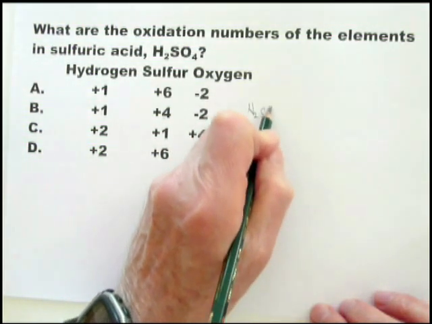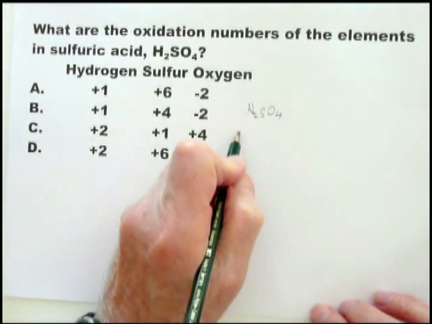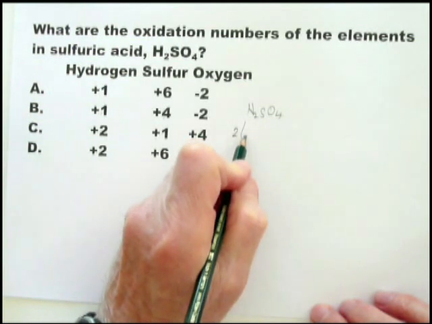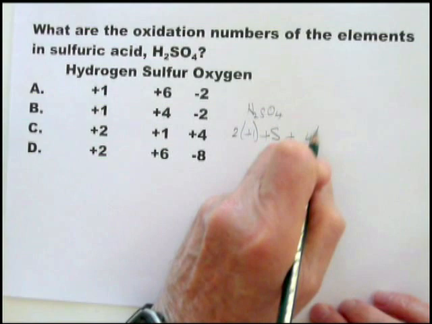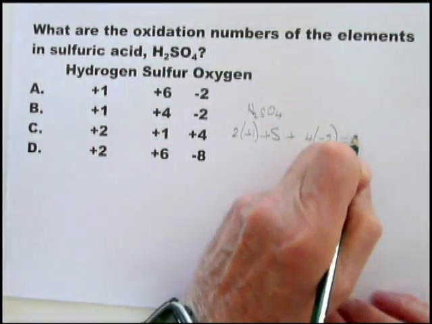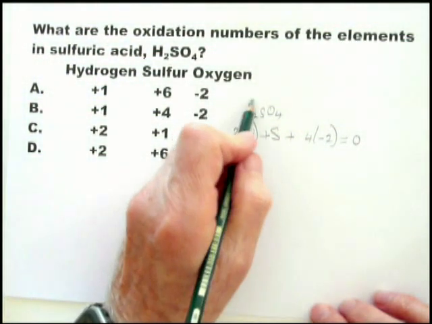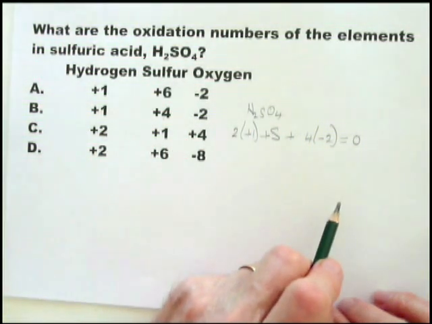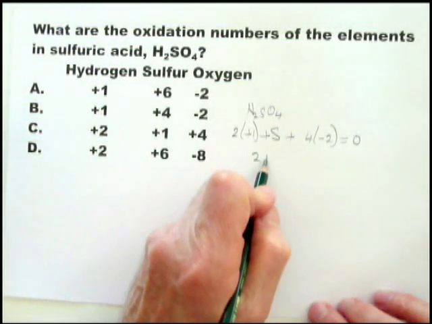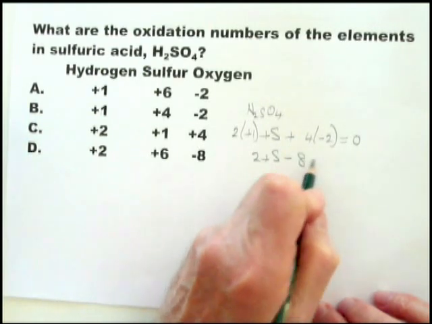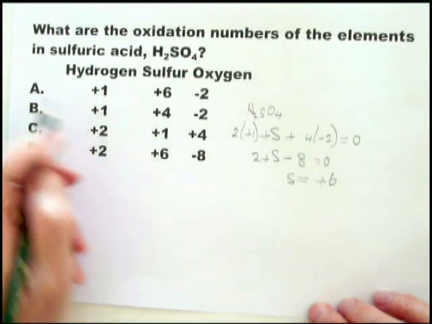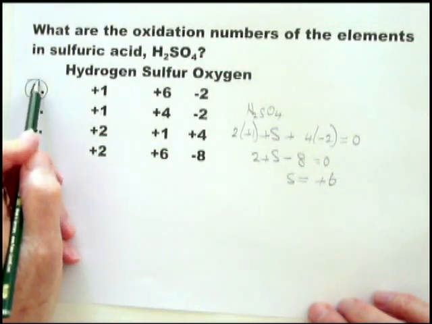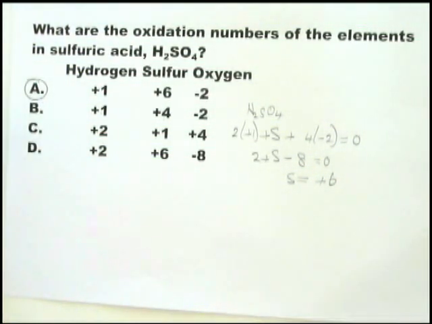So it's H2SO4, and it's very quick. That's 2 times plus 1 plus S plus 4 times minus 2 equals 0. It's 0 because there's no charge on that species. It's a neutral species. So it's 2 plus S minus 8 equals 0. S equals plus 6. So that's that. Again, it's another one which, if you practice these, you will find they are easy to do.